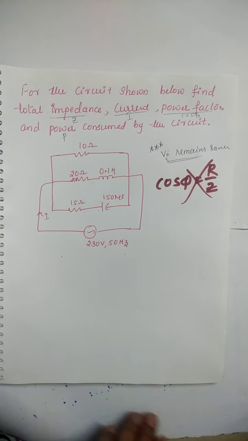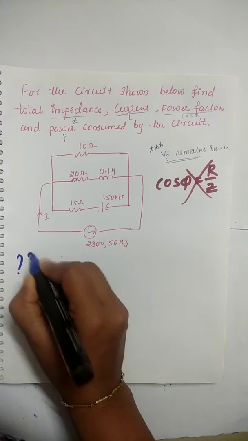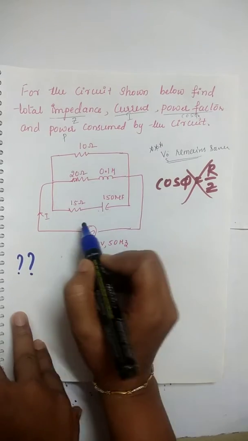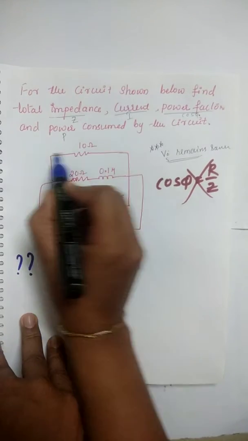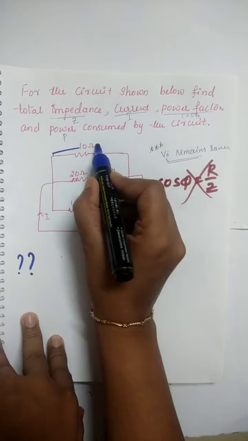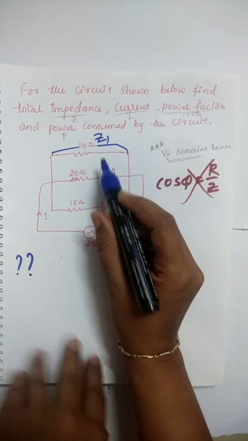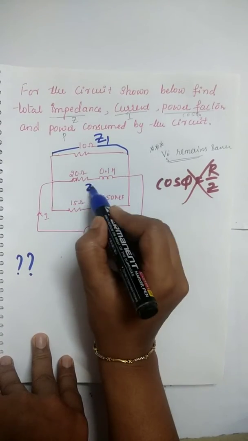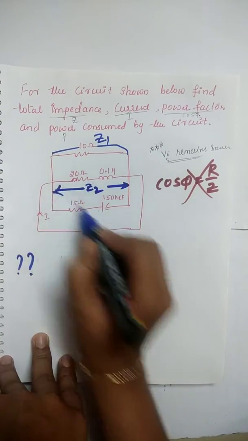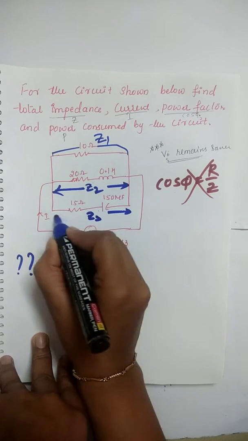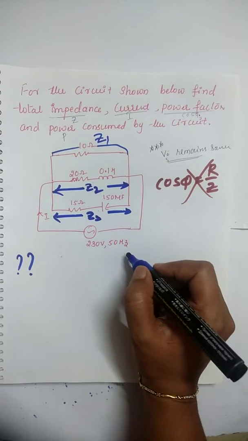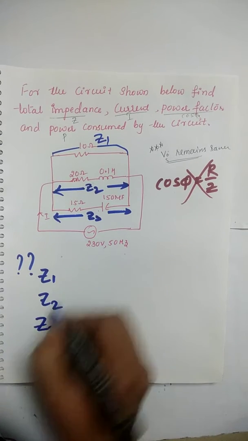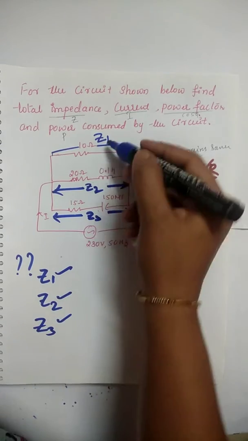Now briefly we'll discuss how to tackle this numerical. As we told, these three are in parallel, so this branch can be taken as Z1. Z1 means the first branch impedance, this one we will take as Z2, which is the second branch impedance, and this is the branch 3 impedance. Now our task is to calculate what is Z1, Z2 and Z3. If you know Z1, Z2, Z3, then these three are in parallel.